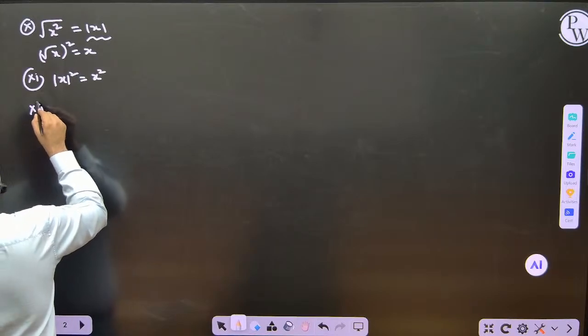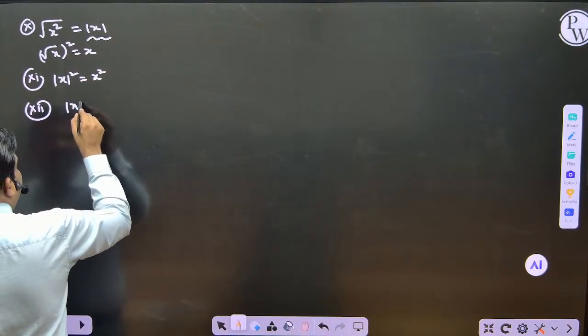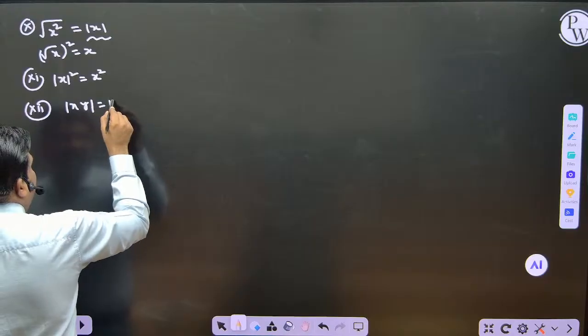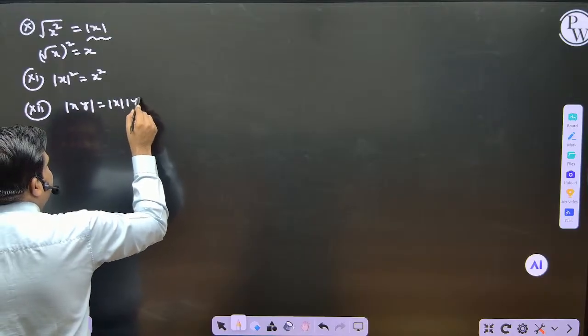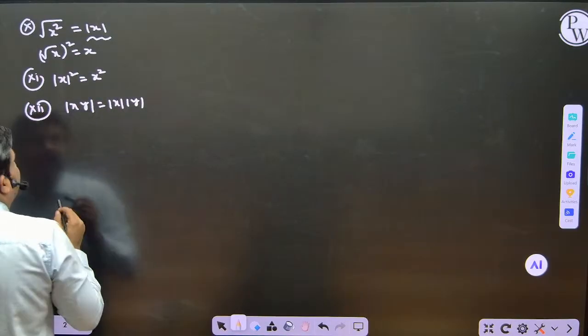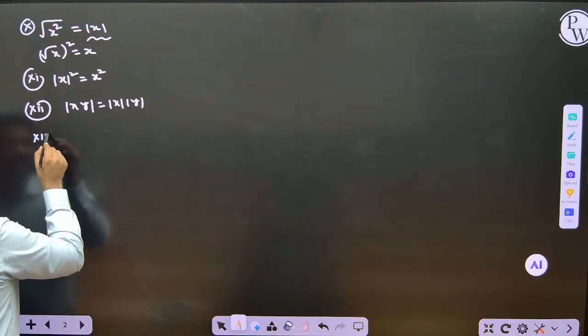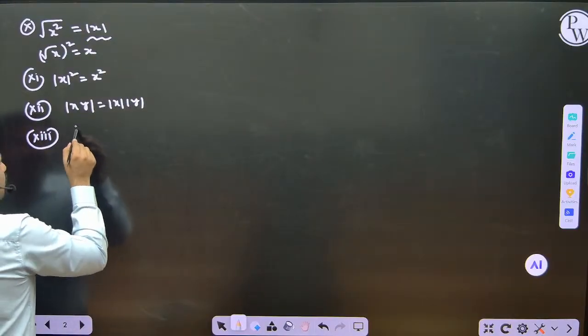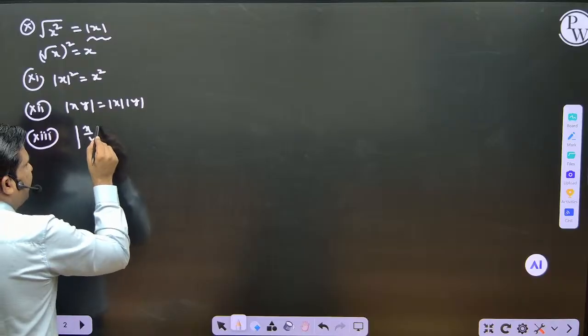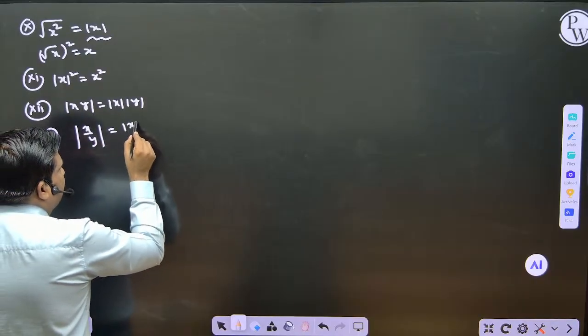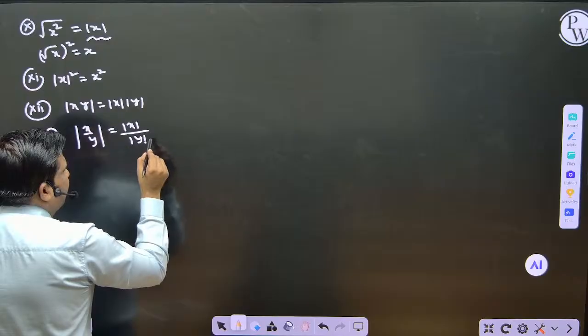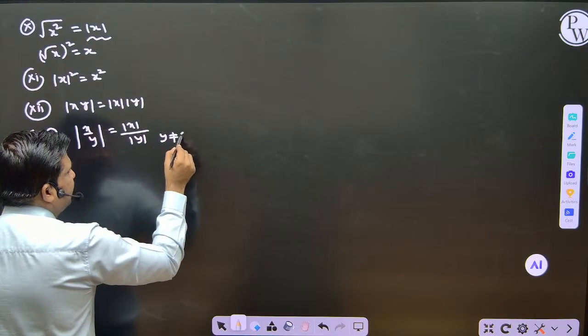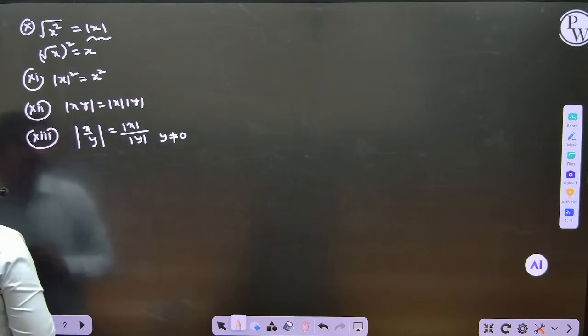12th one. Modulus of xy can be written as mod x into mod y. You can take the modulus of x and y individually. 13th one is what? Modulus of x by y is equal to mod x by mod y, provided that y is not equal to 0.